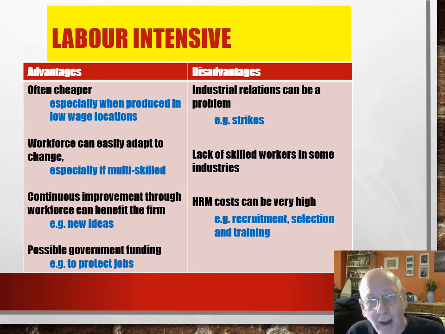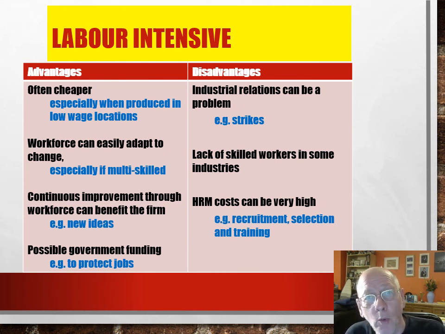Now, with labour intensive production methods, the one big advantage is it is often cheaper, and firms will frequently take advantage of producing outside of the UK, finding a cheap location to do that, for example, India. And the good thing about people is that they can adapt to change, particularly if they are multi-skilled, so you can move someone from one task to another task. So, for example, business teachers will often teach economics. We can teach vocational as well as A levels.